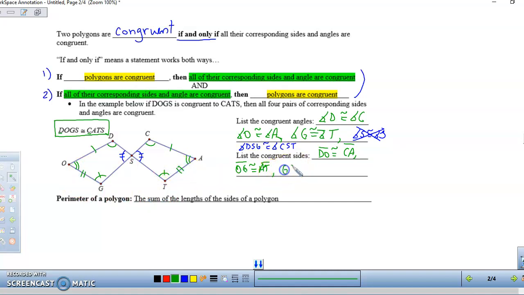Next, GS is congruent to TS. And then you're going to wrap around the name with SD is congruent to SC. Okay, so the rest of these you have, SD, so 1, 2, 3 there, 1, 2, 3 there, and then 1, 2, 3, 4, and 1, 2, 3, 4. Okay, perimeter. So it's just a reminder, perimeter is just the sum of the lengths of the sides of a polygon. You just add up all the sides.